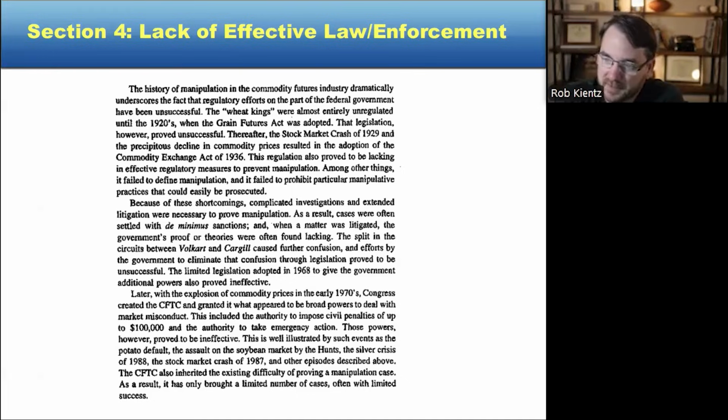Among other things, it failed to define manipulation and it failed to prohibit particular manipulative practices that could be easily prosecuted. Because of these shortcomings, complicated investigations and extended litigation were necessary to prove manipulation. As a result, cases were often settled with de minimis sanctions, meaning not much. And when a matter was litigated, the government's proof or theories were often found lacking.